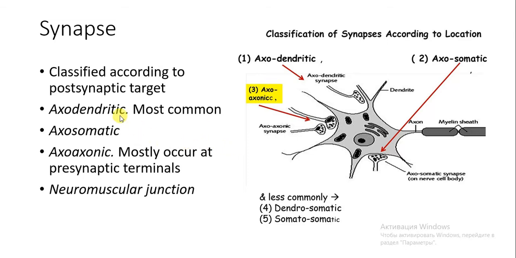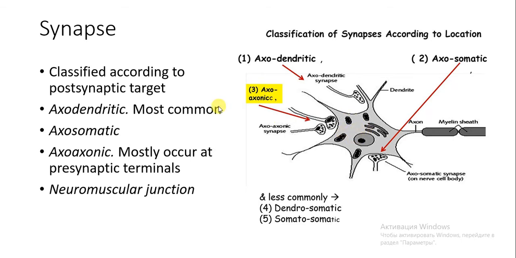So synapses are classified according to the postsynaptic target. It might be axodendritic, the most common and most classical type. One axon attaches to a dendrite, and this transmission goes from one neuron to another neuron. We have axosomatic, a specific type of synapse which is directed to the body of the neuron. The dendrites are additional structures; they cannot directly stimulate the entire cell. They give just some part of the stimulation.